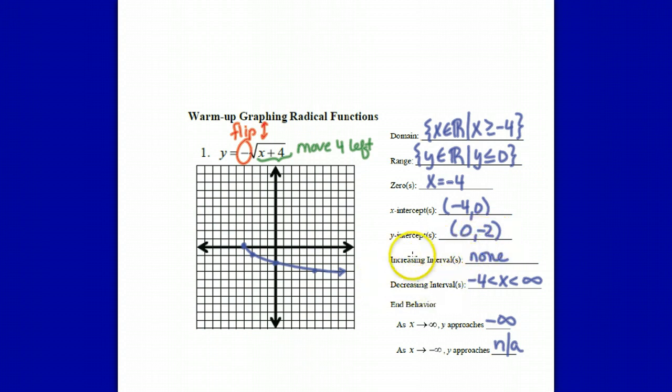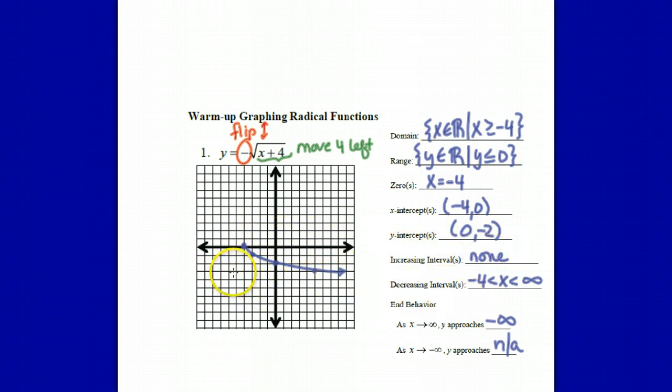Increasing and decreasing interval. You're describing to me the set of x's that are making the graph go up or go down. And increasing means you want to know for what x's this graph goes up. Well, there is none, because you read from left to right just like a book. There isn't any part of the graph that's going up. That's why we don't have an interval.